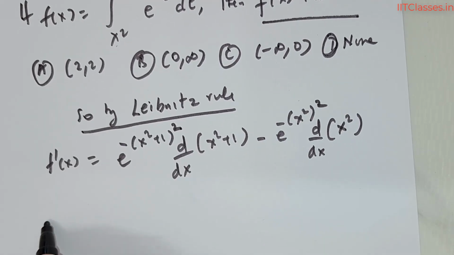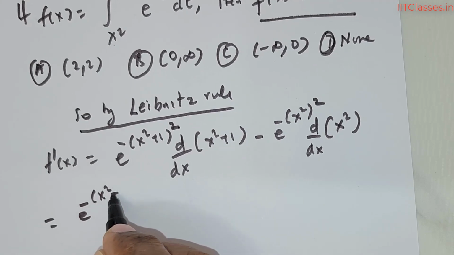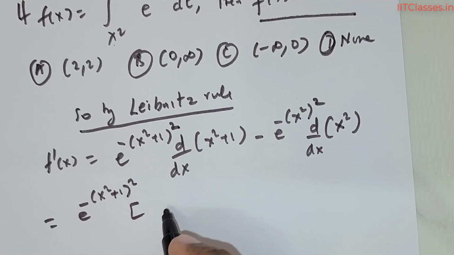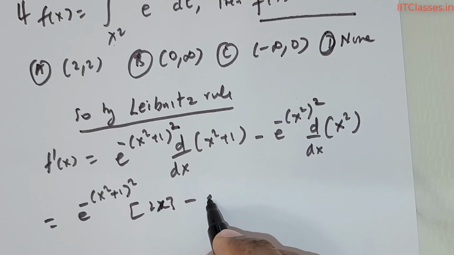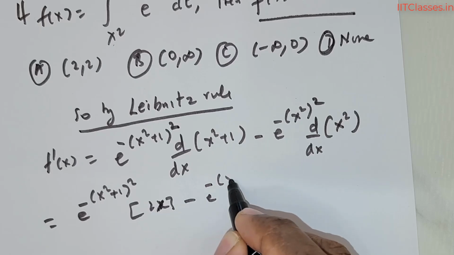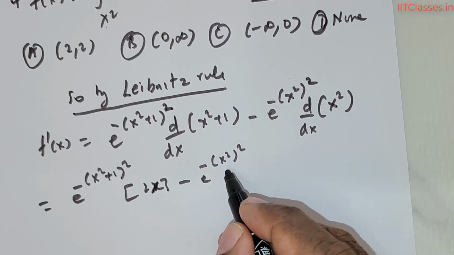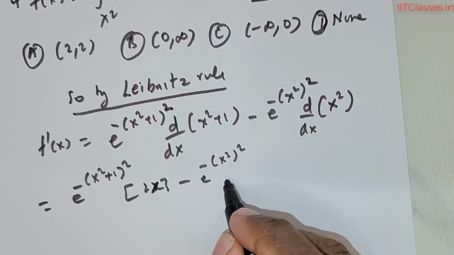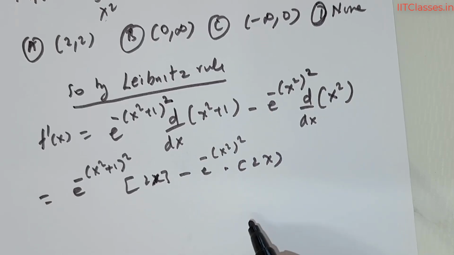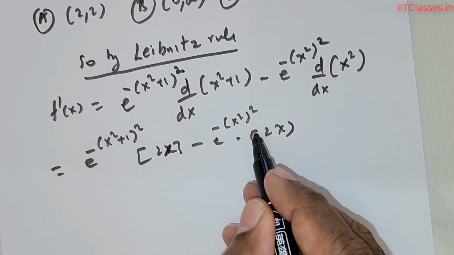So having got this, let us simplify this. So this is (x squared plus 1) whole squared. I differentiate this, I get 2x, and then e raised to the power of negative of (x squared) raised to the power of 2. I differentiate this, I get 2x.